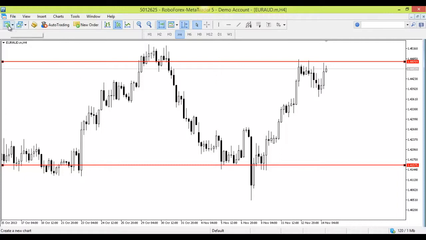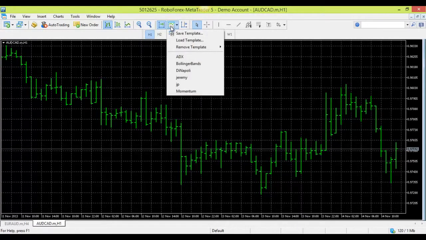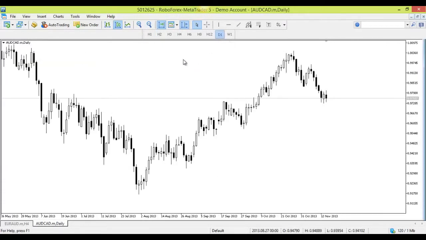So we'll move on to another pair. Again, I'll hit templates, template, put it on the daily. Right, so again, price is here at the moment in time. So we're looking for a support.